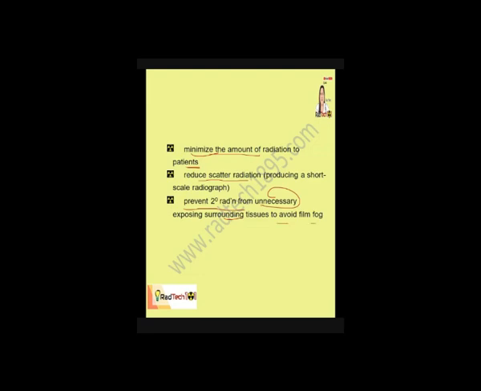So, the combination of these reasons. Yung secondary radiation, ito yung ating scatter radiation. So, unnecessary exposure to the area of interest or to the surrounding tissues to avoid film fog. Yung film fog, ito rin yung scatter radiation na mag-expose sa ating film. Hindi natin kailangan yan. It will reduce the contrast of our radiograph. So, yan yung pinakatatlo na main reasons why we need to collimate.